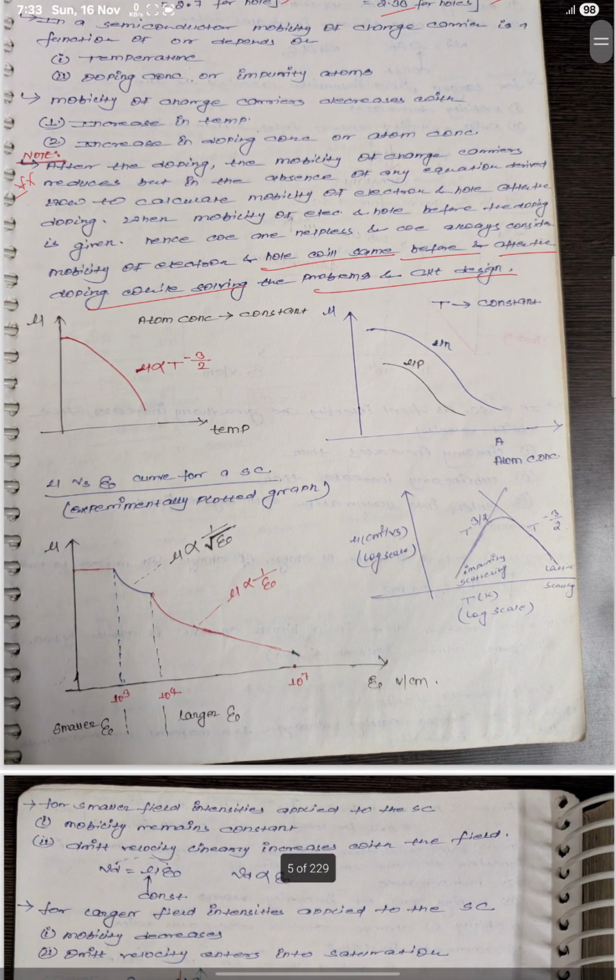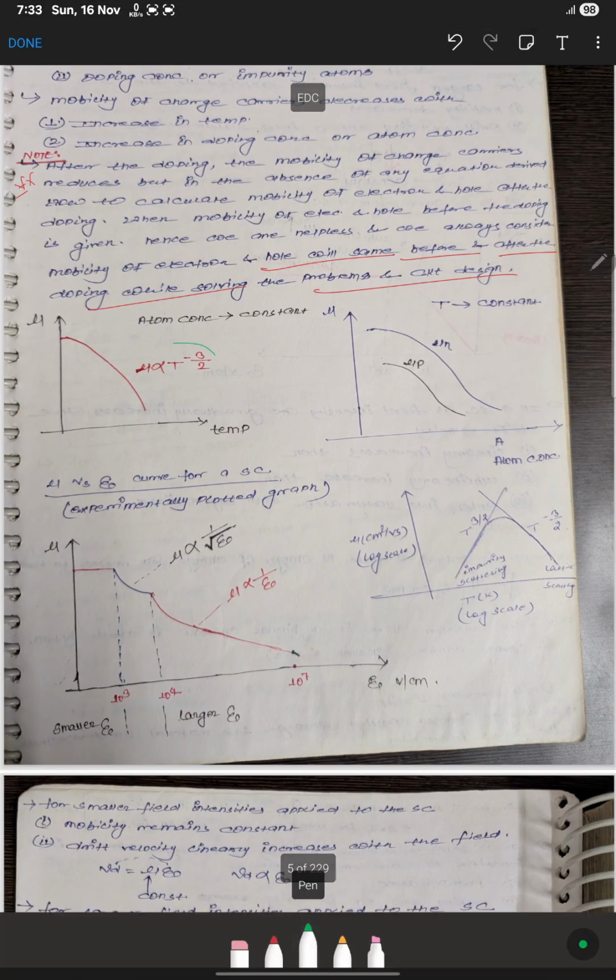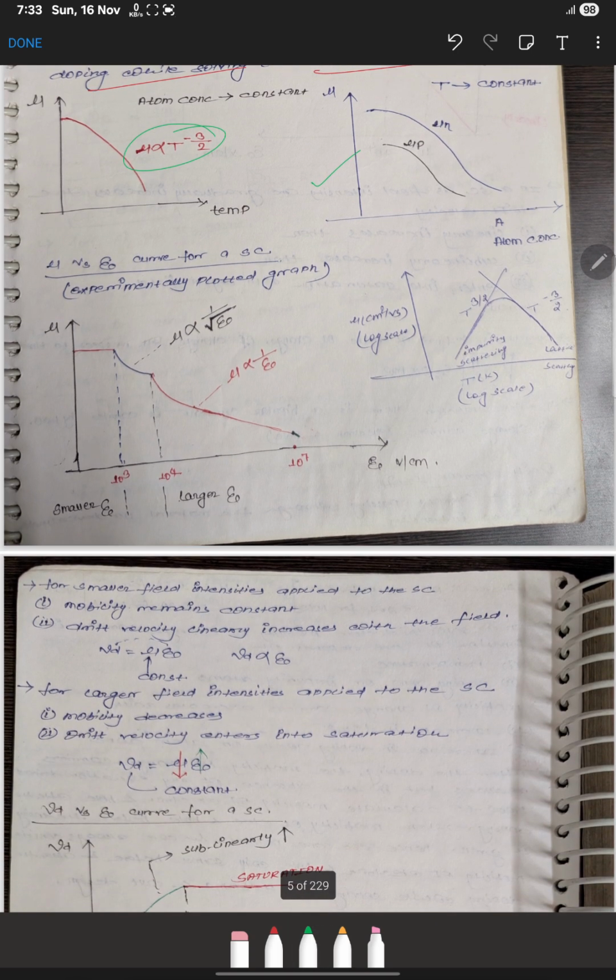So mobility versus temperature will be a decreasing curve that is given. Mu is directly proportional to T to the power minus 3 by 2, and as we know mobility of electron is greater than mobility of hole. So here is the curve for mobility versus atomic concentration. Mu versus electric field for semiconductor.